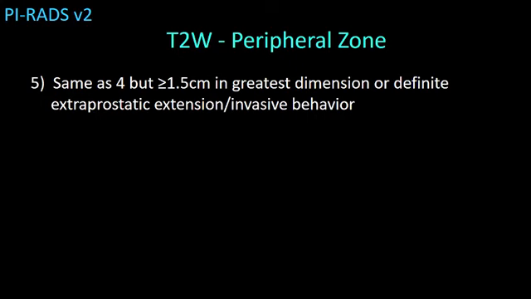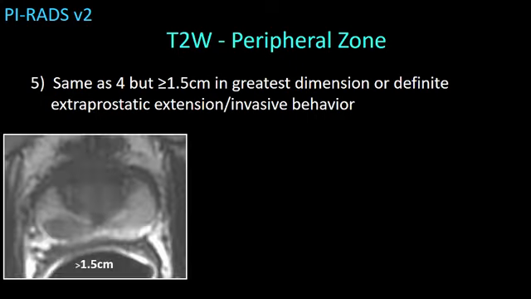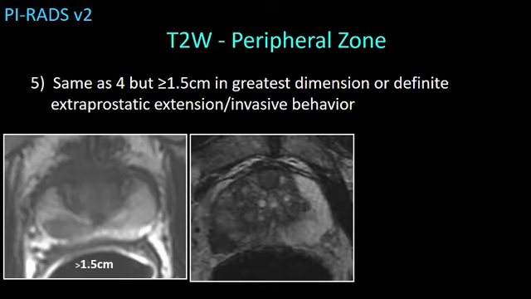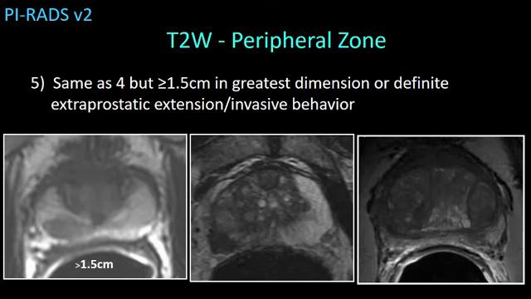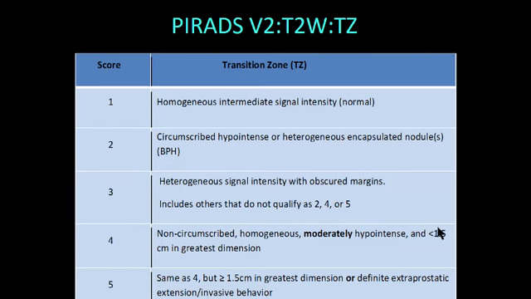And again, 5 is the same as 4, but just the size is increased. But there's a little more. There's also invasive behavior. So it's not just the size of it, but if it's extraprostatic, if it's involving the neurovascular bundles, et cetera, it's a 5. Now, what about the transition zone?